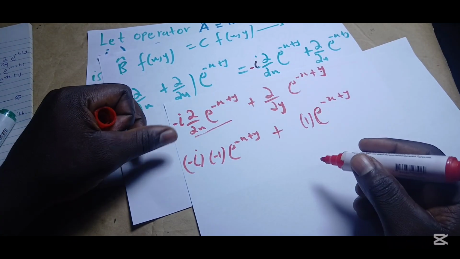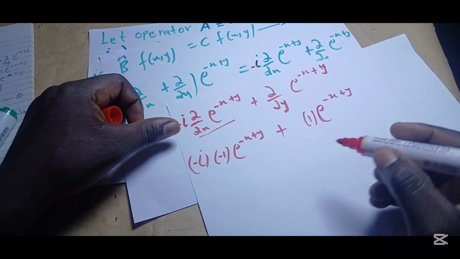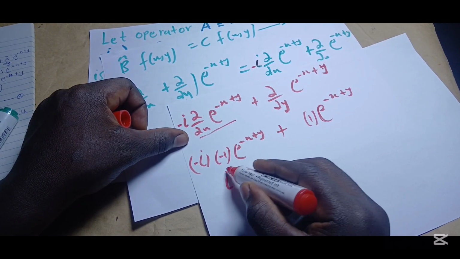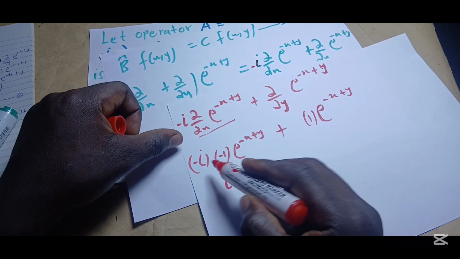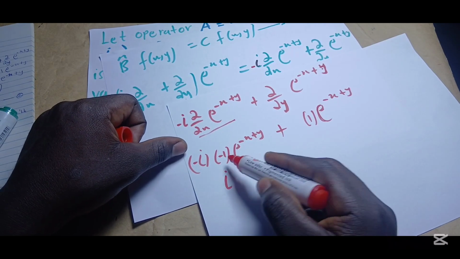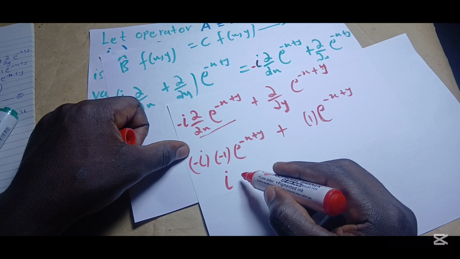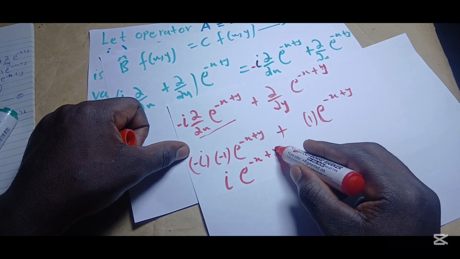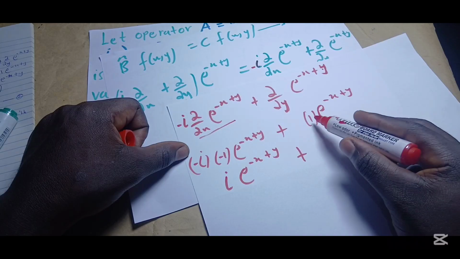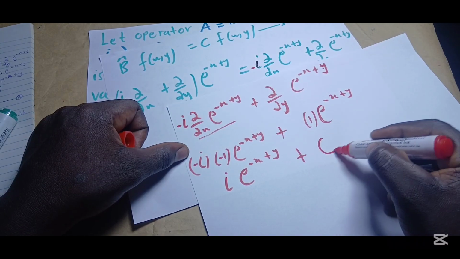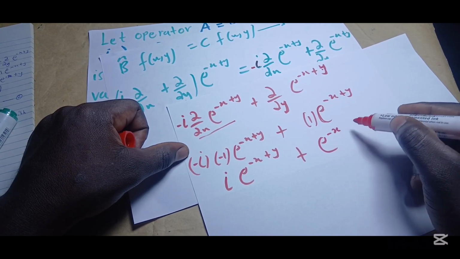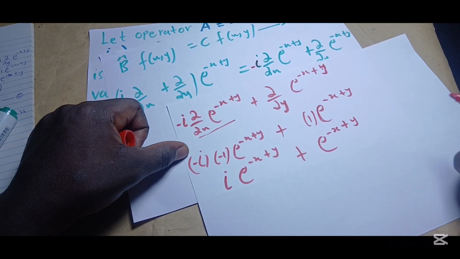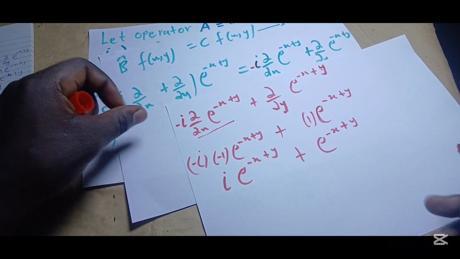So now let's simplify the whole expression. We have minus i multiplying minus i, which should give us positive i. We have minus i multiplying minus 1, which should give us minus i. Then e to the power minus x plus y, and then plus 1 multiplying by this is the same as writing it as e to the power minus x plus y. So now what do we do next?